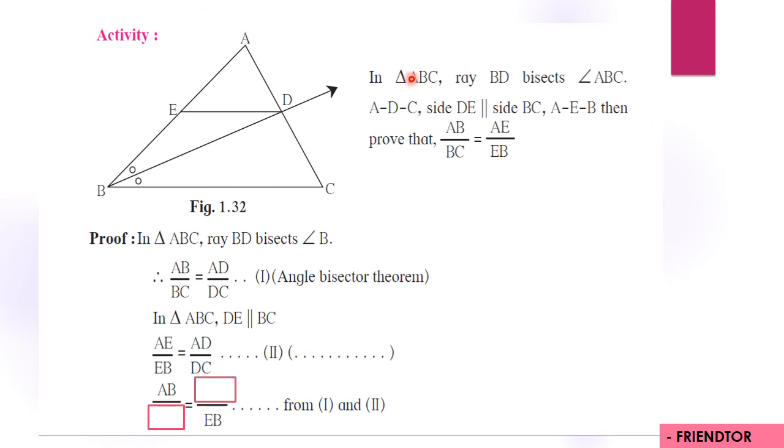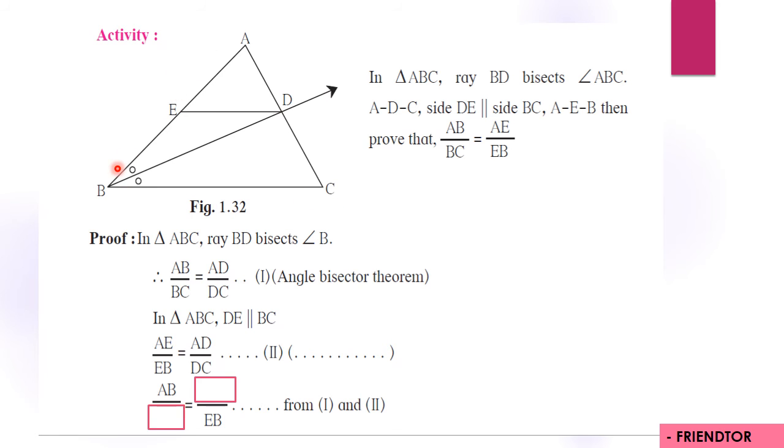Okay. In triangle ABC, ray BD bisects angle ABC. Ray BD bisects angle ABC. Okay. So in the diagram only it is evident. A-D-C means ADC are collinear points and D is lying between A and C. That is what this means. Side DE is parallel to BC. A-E-B means again E is lying between A and B and all three points are collinear. Then prove that AB upon BC is equal to AE upon EB. So what we need to prove is AB upon BC is equal to AE upon EB.